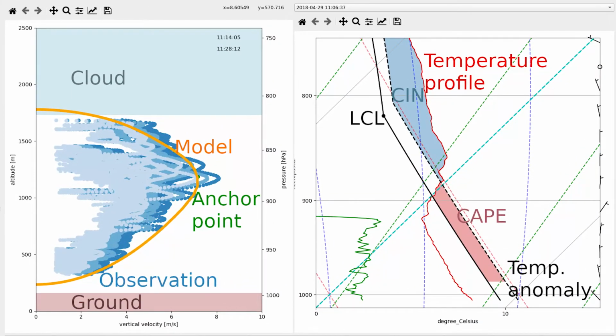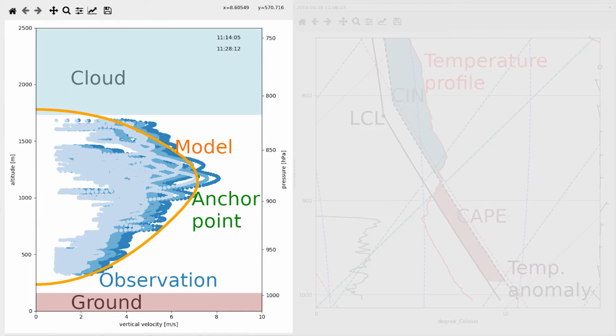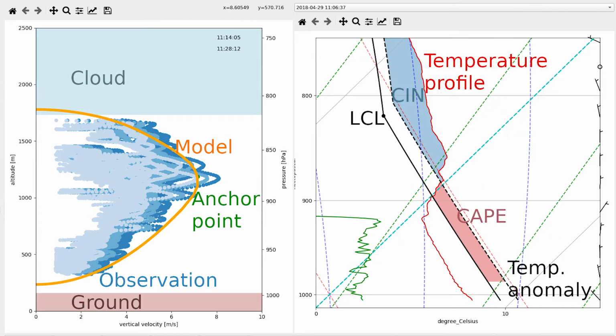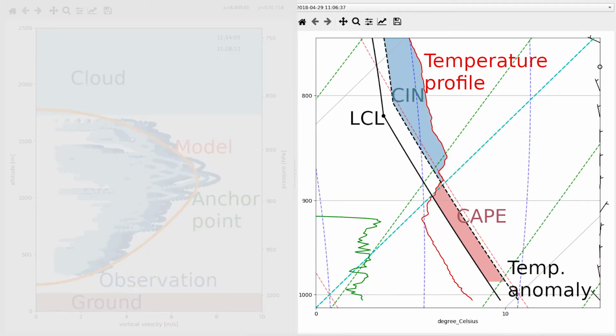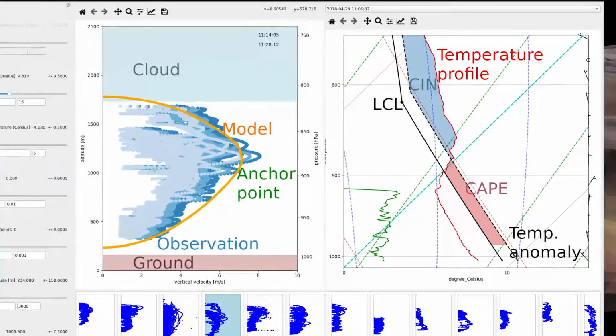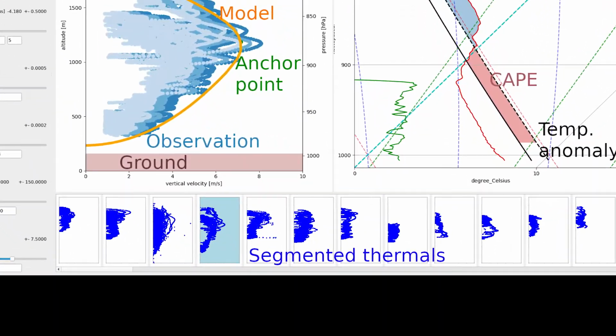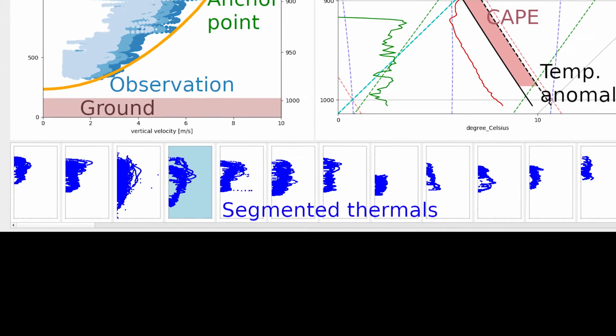The result of the model run can be seen on the left-hand side of the screen, and the parameters are also encoded in a domain-specific view, which shows the properties of the atmosphere. The list of segmented thermals can be found at the very bottom.